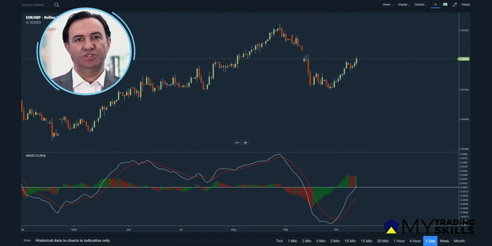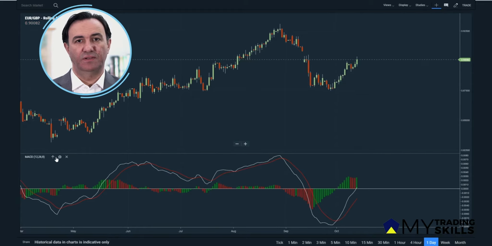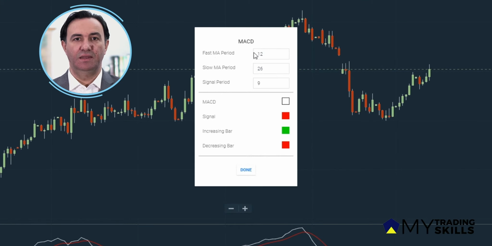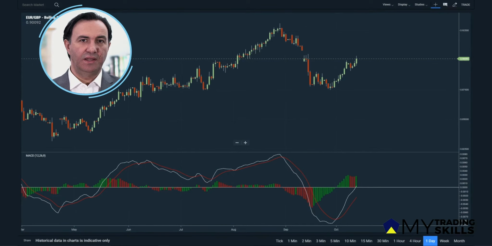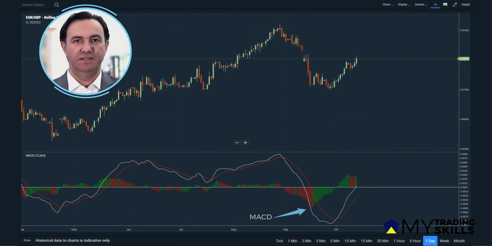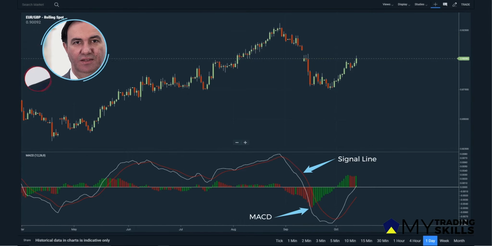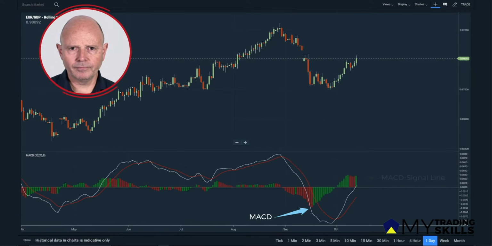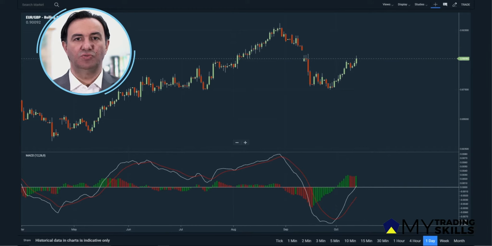Good. So let's check the settings to make sure that we've set the indicator to 12, 26 and 9 periods. These can be found down here. I'm with you so far. Okay, so the white line here is the MACD line. The red line is the signal line. You can see it lags the MACD line. Yes, I'm following.